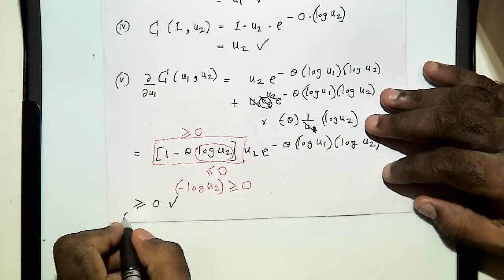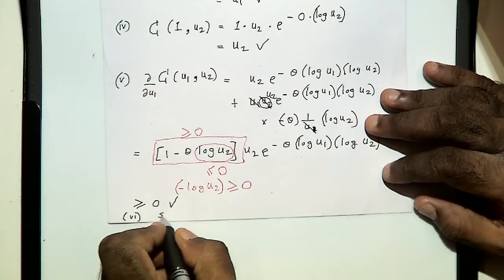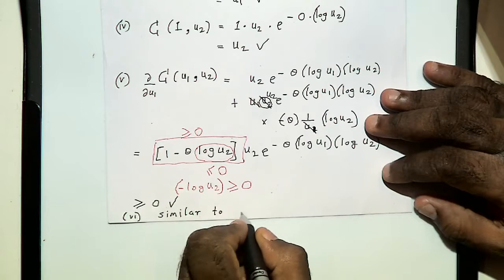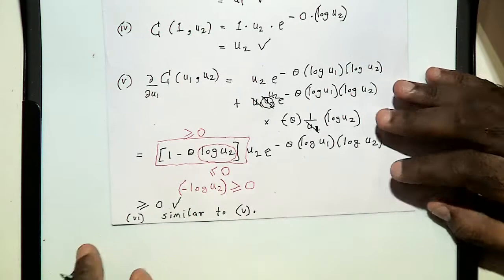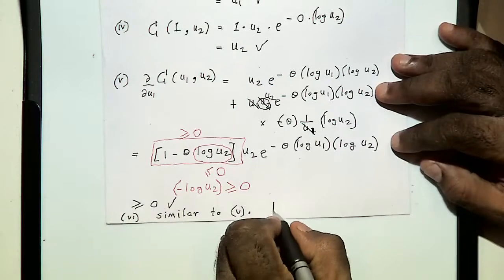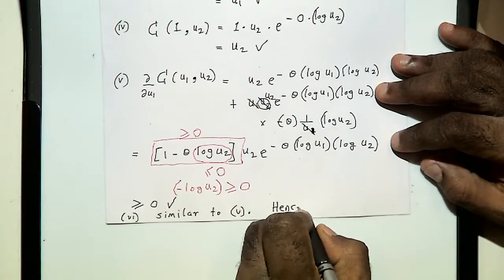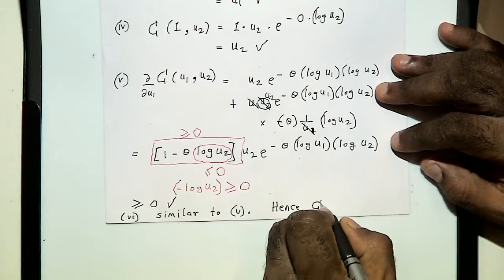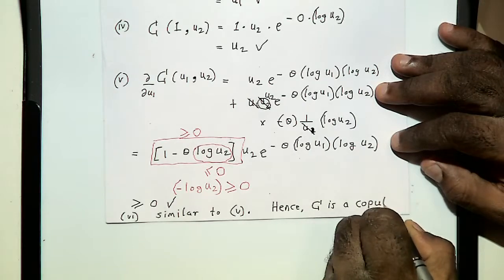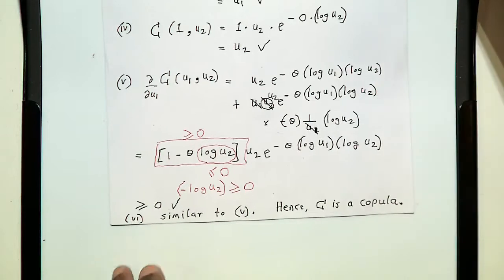And condition 6, I will just write down, is similar to the previous one. So we have shown that all 6 conditions hold. So hence C is a copula, right? Okay, guys, any questions on this?